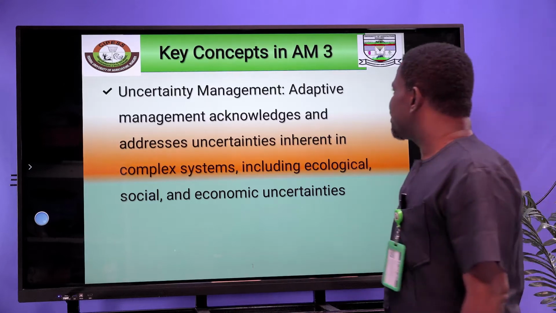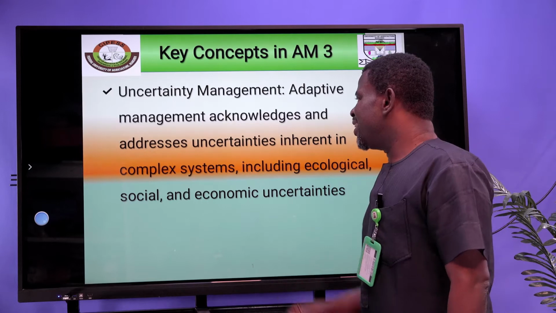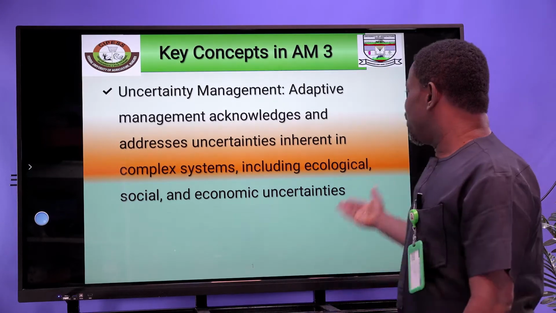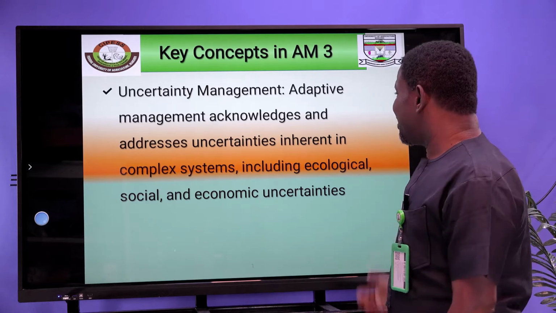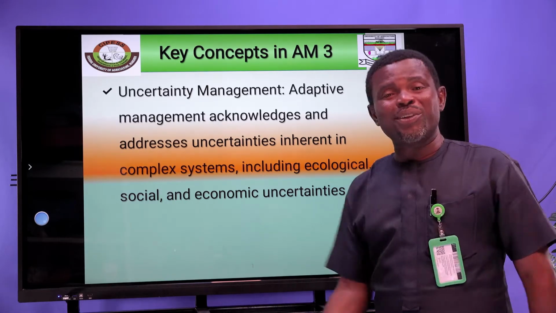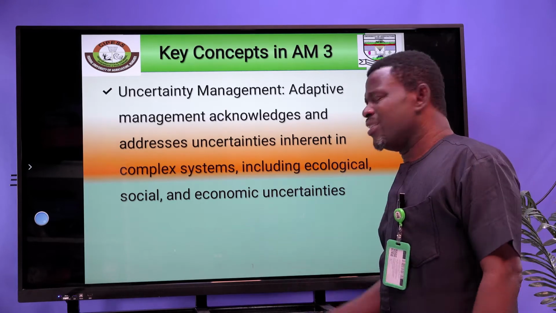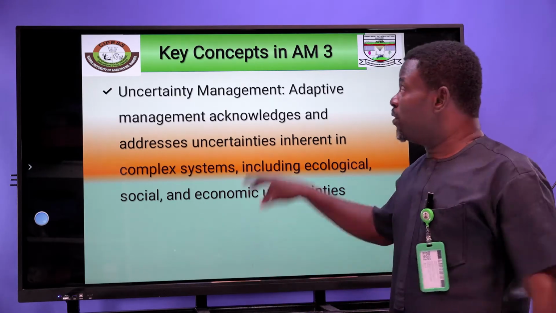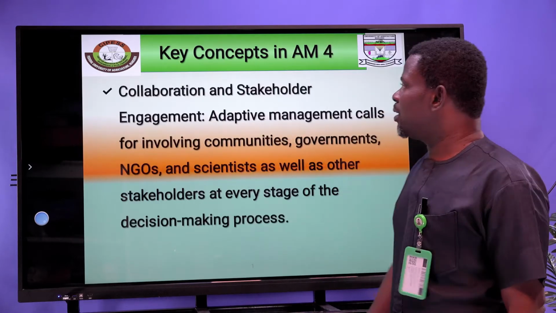Uncertainty management. Adaptive management acknowledges and addresses uncertainties inherent in complex systems, including ecological, social, and economic uncertainty. When we talk about ecological, we are talking about the environmental issues, the social issues, the economic factors. All of these are key concepts when we come to adaptive management.